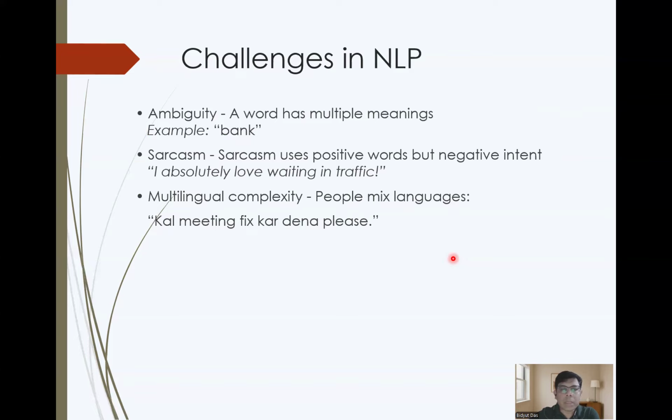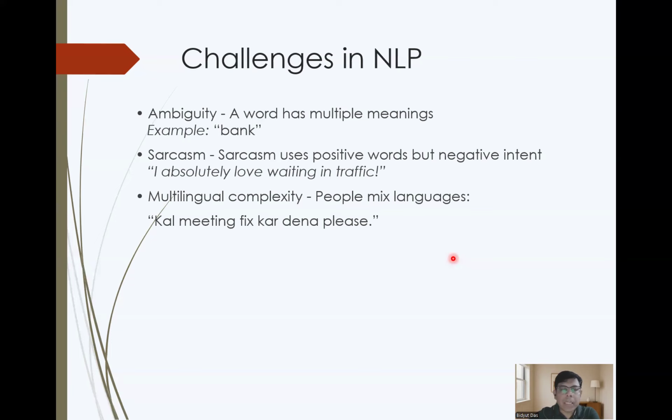So, in some circumstances, people use a positive word but with negative intent. Suppose we consider the sentence, I absolutely love waiting in traffic. It is a positive sentence, but it indicates a negative meaning because no one loves to wait in traffic. But this type of human meaning cannot be understood by natural language processing. So it is a challenge in NLP.